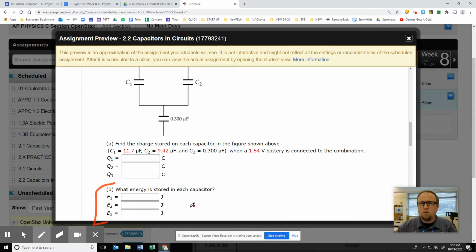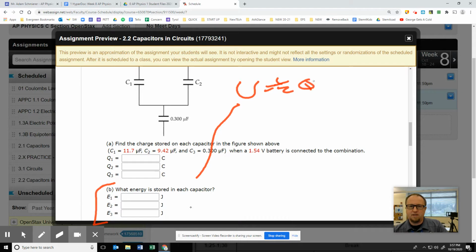Well, there's a couple different ways to do energy in a capacitor. So, I'm going to write it up here, a little more space. U equals 1/2 QV is the standard equation. The other one is by substituting, we could have 1/2 CV squared. You notice both of these have voltage.